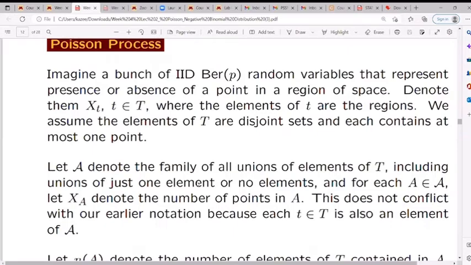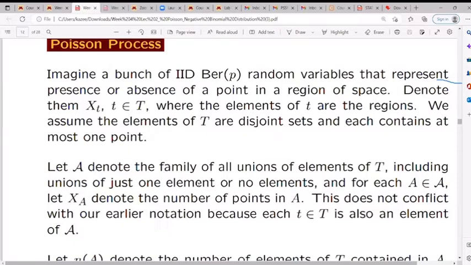So I just wanted to say this. If we imagine a bunch of independent and identically distributed Bernoulli random variables that represent the presence or absence of a point, don't forget, Bernoulli is used to model dichotomous outcomes. It's either present or absent. Take a look at that, a point in a region of the space. Then we denote that S_T, where T lies in the set T, and where the elements of T are the regions. We assume the elements of T are disjoint sets.